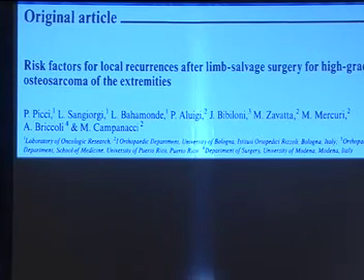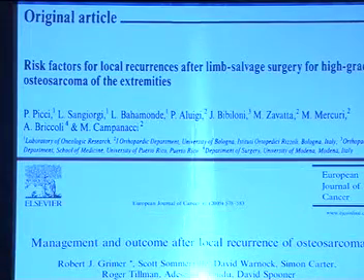This very important paper by Pichi tells you that, among the risk factors for local recurrence, the single most important risk factor is a contaminated surgical margin. So whenever you're doing a limb salvage surgery, make sure your resected margins are free of tumor. Frozen section is therefore very, very important in these patients.